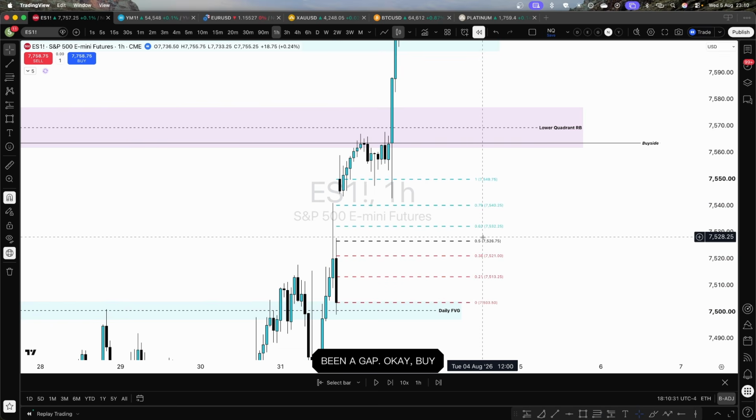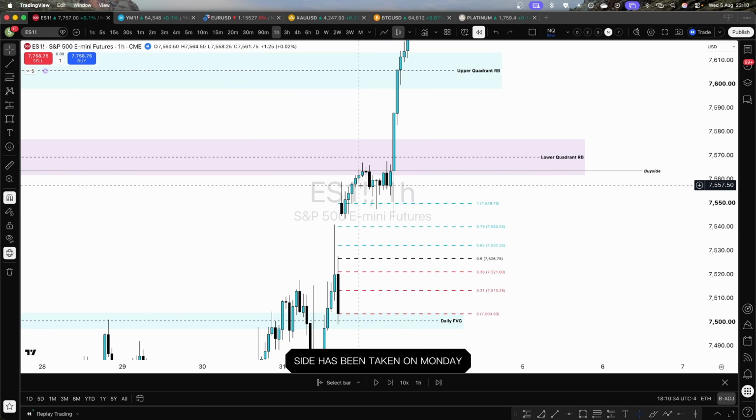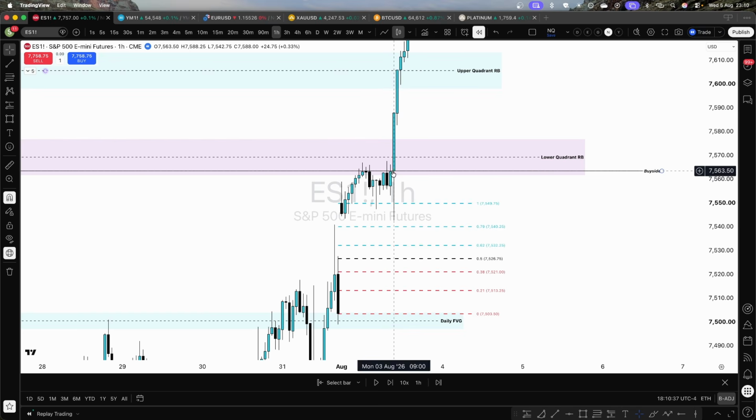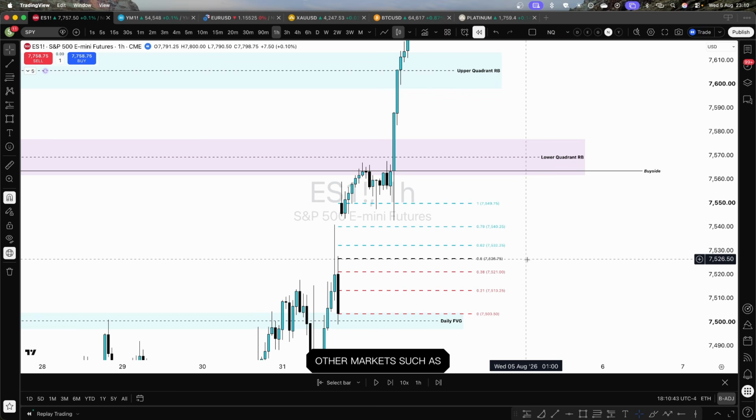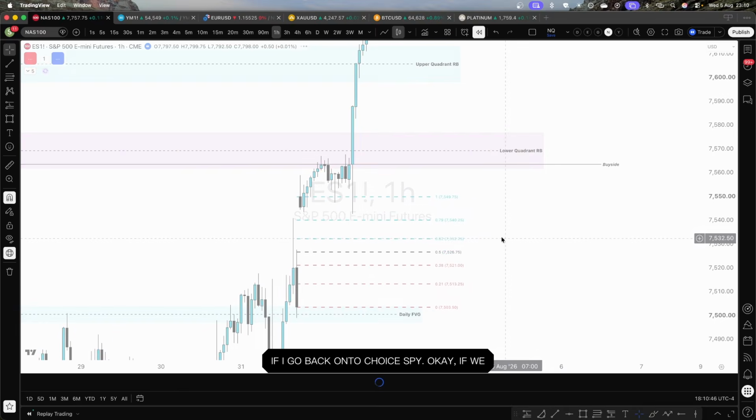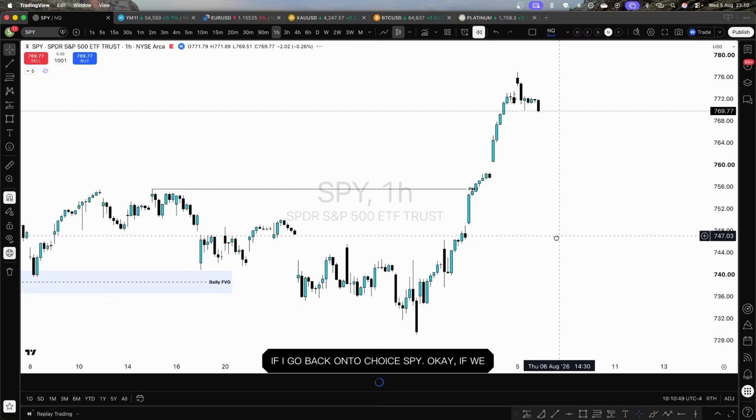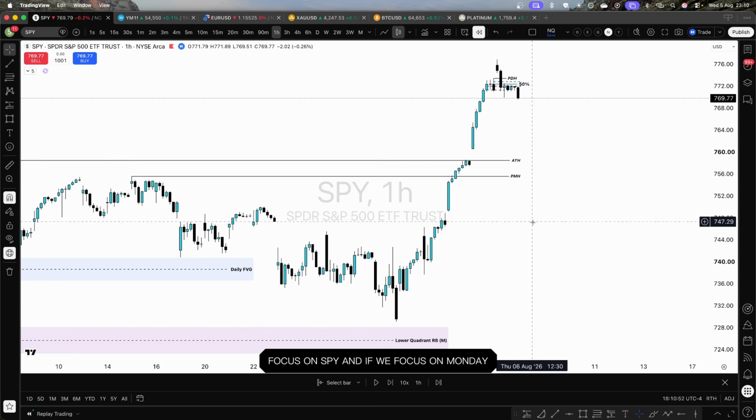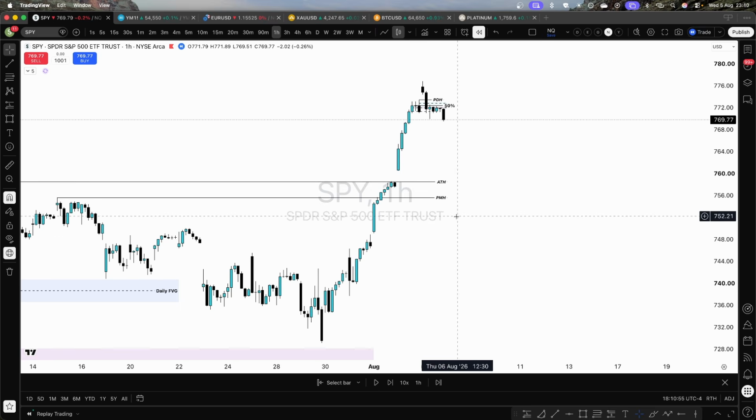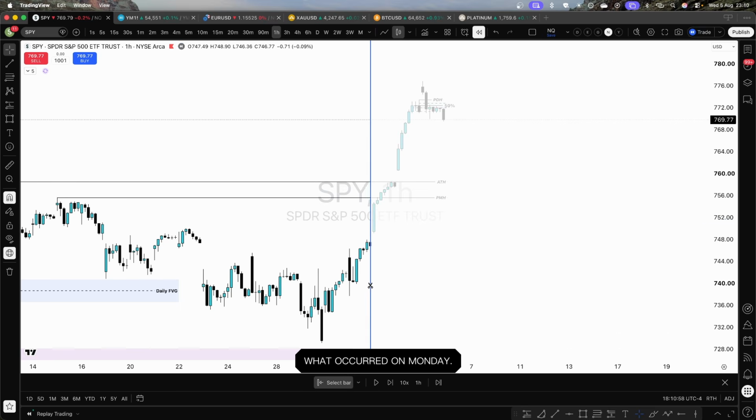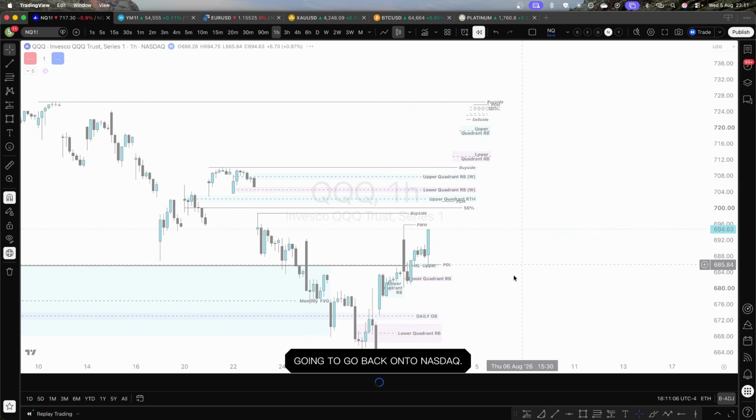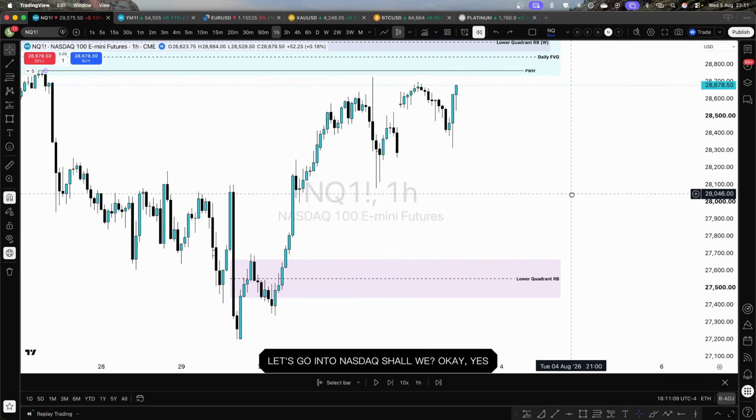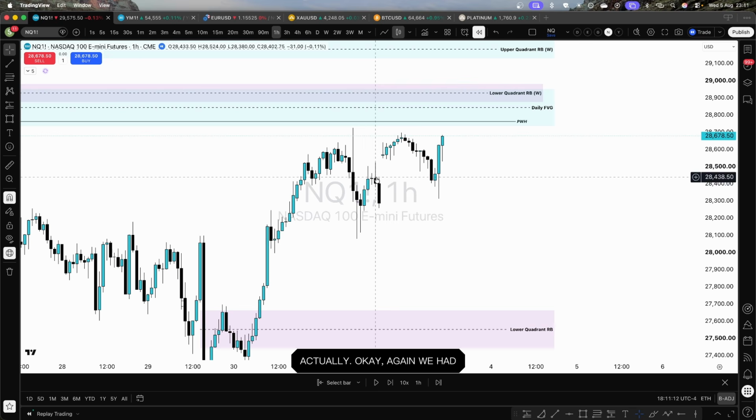Buy side has been taken on Monday. Then at 9:30, as you can see, we came down. Now, if we go down to other markets, such as if I go back onto SPY, if we focus on SPY and on Monday and see what occurred, it might have been actually NASDAQ. I'm going to go back onto NASDAQ. Let's go into NASDAQ, shall we? Yes, it was NASDAQ actually.